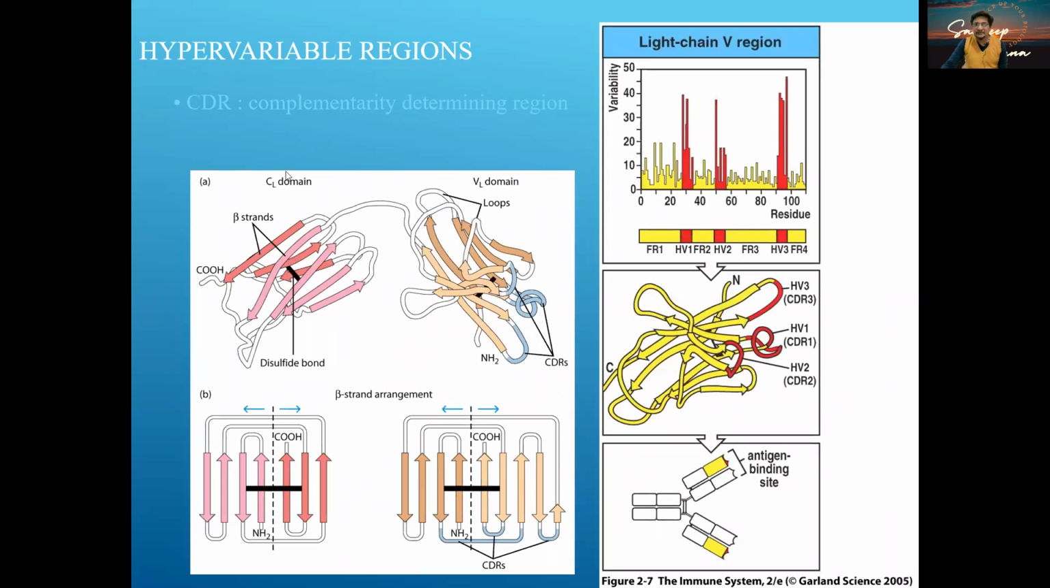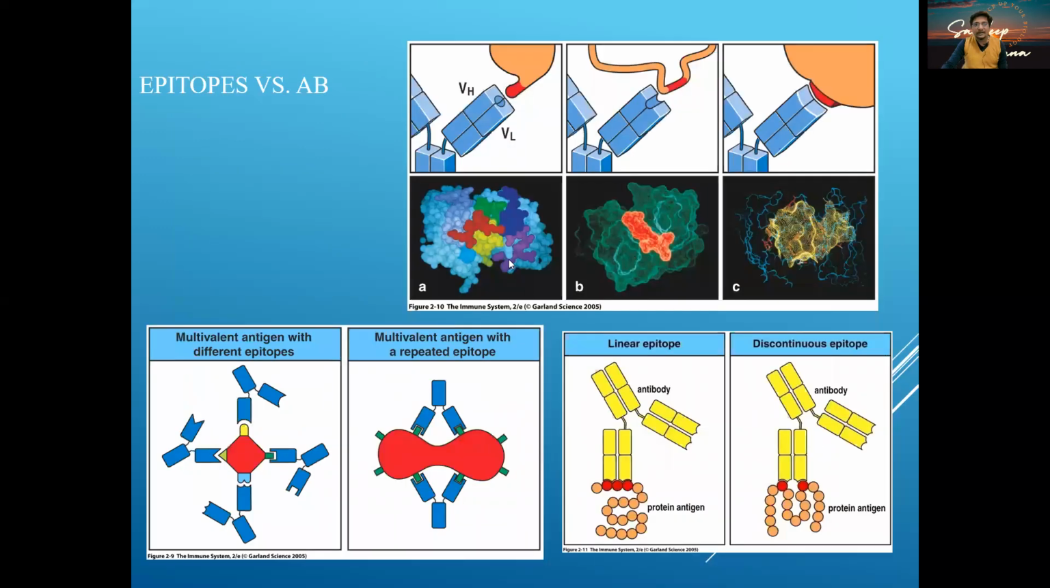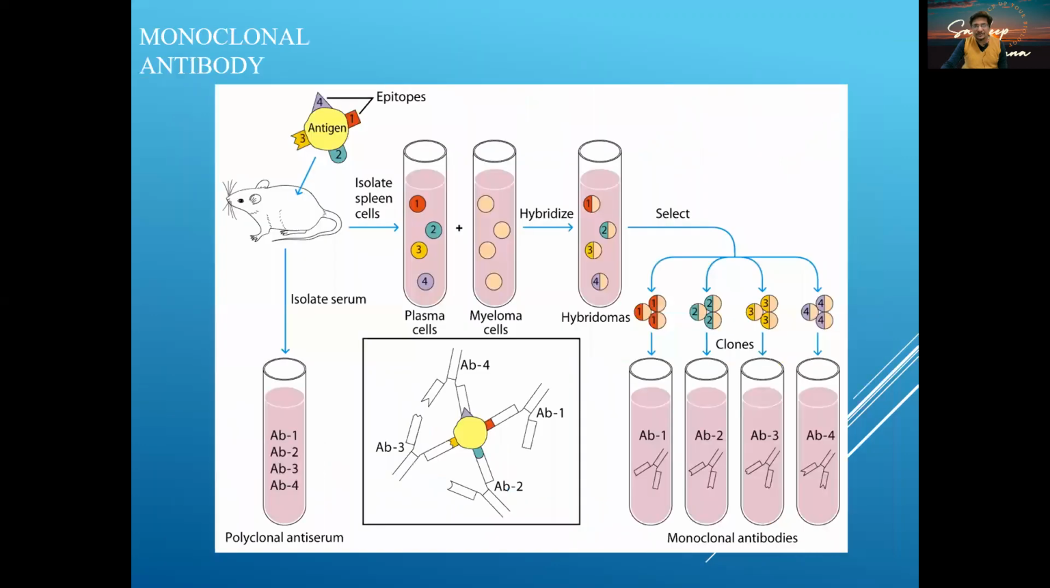Similarly, in the hypervariable region you see the CL, the constant region in the light chain, and this is the variable region that is shown over here. And the epitope, as I told you, is the place on the antigen, and the paratope is the place on the antibody, especially on the variable region of the light and heavy chain.